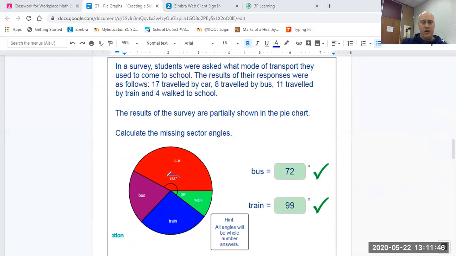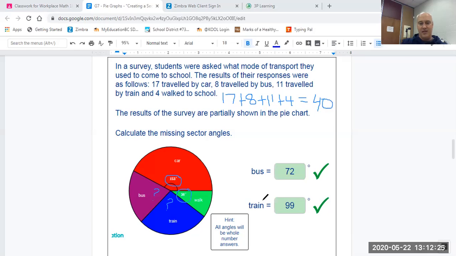So we are given the degrees for car and for walking, but what we don't know is the degrees that would represent the bus and the train. And so once again, we have to figure out our total here. So we have 4 numbers, so we're going to add all 4 of these numbers: 17 plus 8 is 25, plus 11 is 36, plus 4 is 40. So once again, we have a total of 40 here.